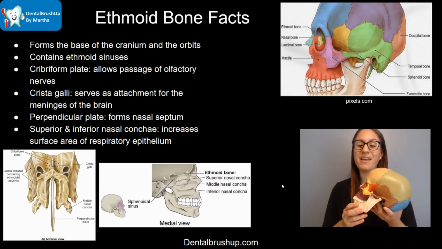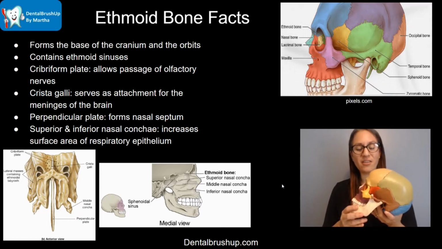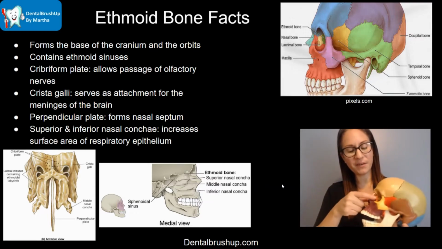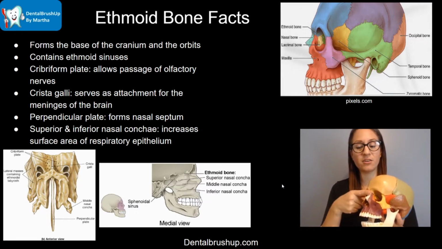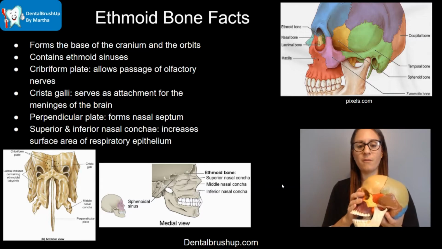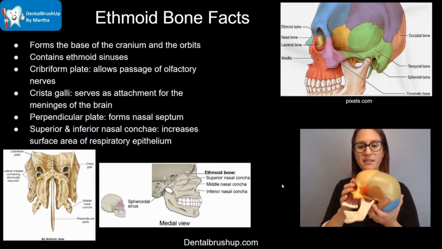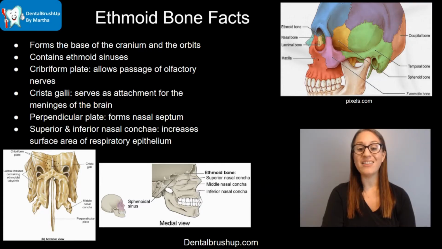Now let's take a look at some ethmoid bone facts. So the ethmoid bone, you can see that it is very difficult to see unless I take the skull apart. So we're going to be taking that apart and showing you the parts of the ethmoid bone.